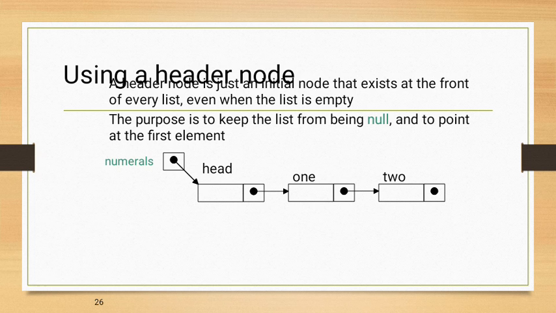So look at what we call a header node. We have created a linked list there which is called numerals, right? So it is going to have a head, 1, 2, and so on and so forth, right? The header node exists at the front of the list, even if the list is empty. So you can create a linked list that way, where you first have a header node.